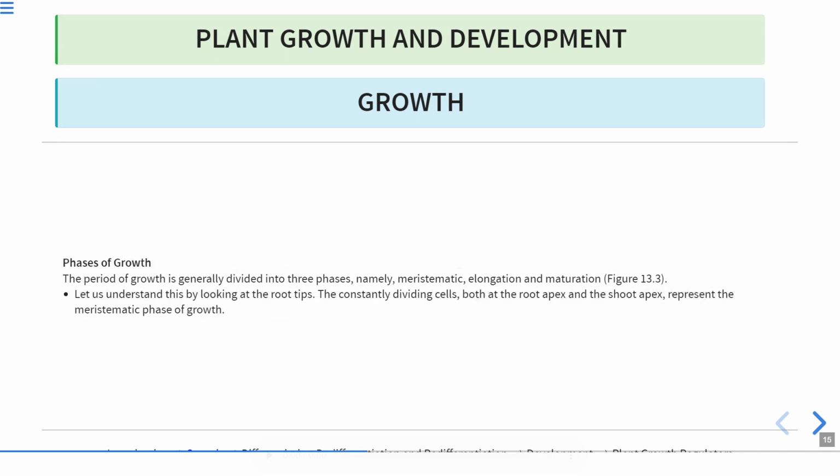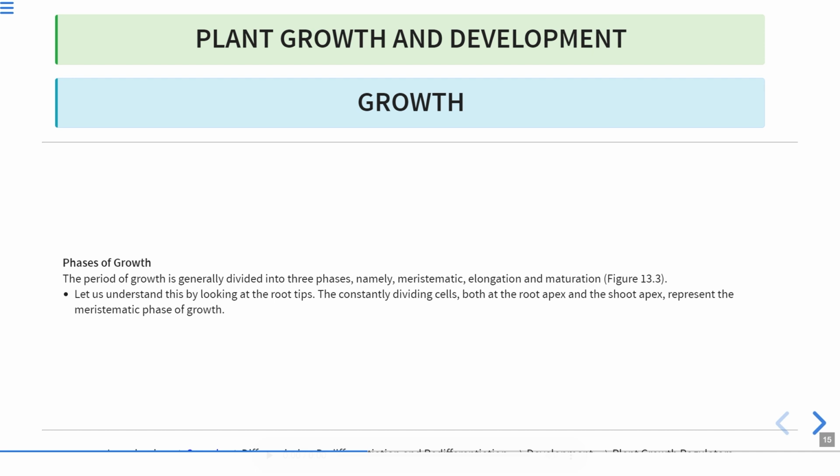Phases of growth. We are having different phases of growth. The period of the growth is generally divided into three phases: meristematic, elongation, and maturation. So these are the three different phases of the growth. The first one is the meristematic, the second is the elongation, and the third one is the maturation. Let us understand this by looking at the root tip.